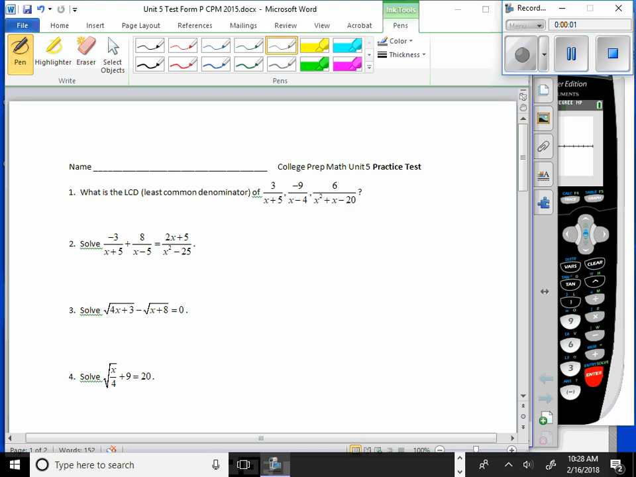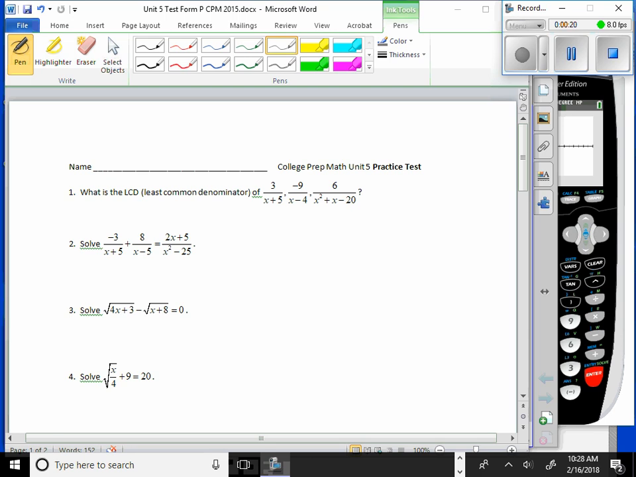Okay, so on the first problem, where it wants the least common denominator, that's all we have to identify. We don't have to actually rewrite the fractions. We just have to identify what it would be. So anytime you want to deal with fractions and you want to know common denominators, you have to make sure things are in factored form.